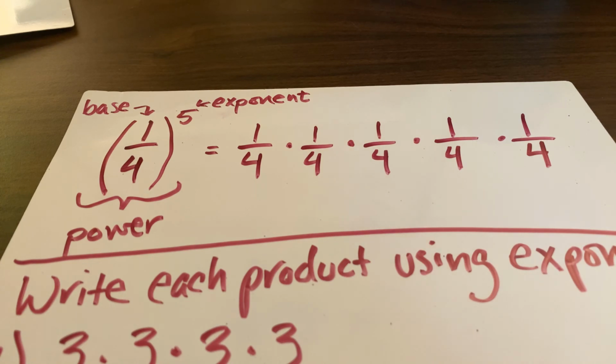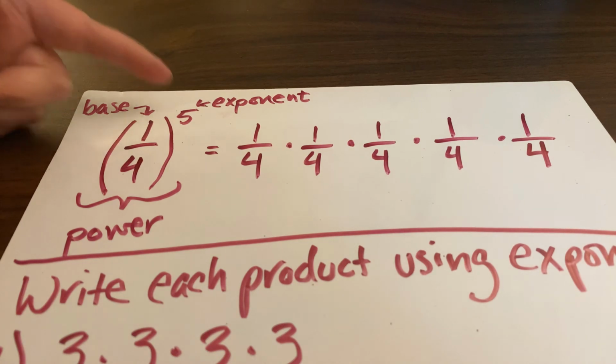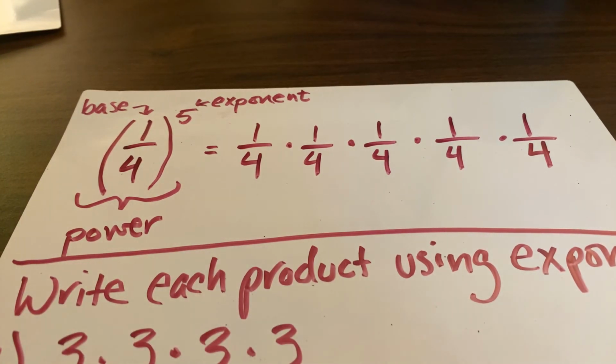So, first things first. A power is a product of repeated factors, okay? The base of a power is the repeated factor, and the exponent of a power indicates the number of times the base is used as a factor. So the number of times it's multiplied together, right?